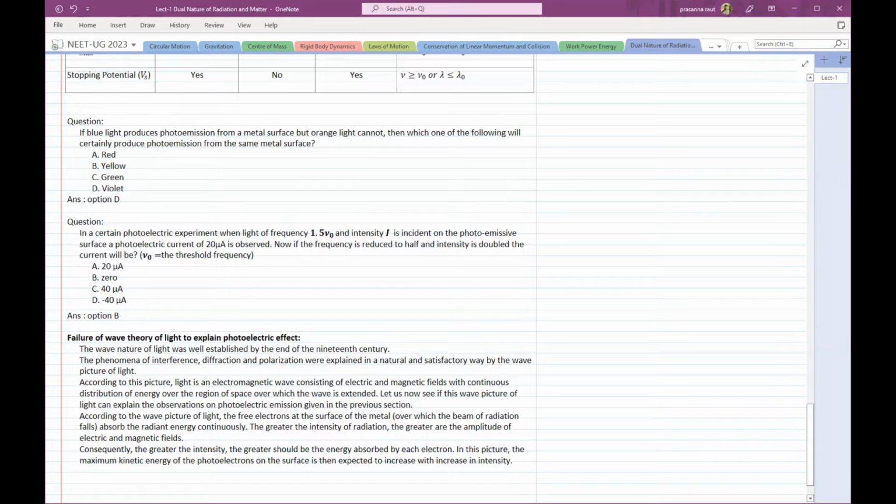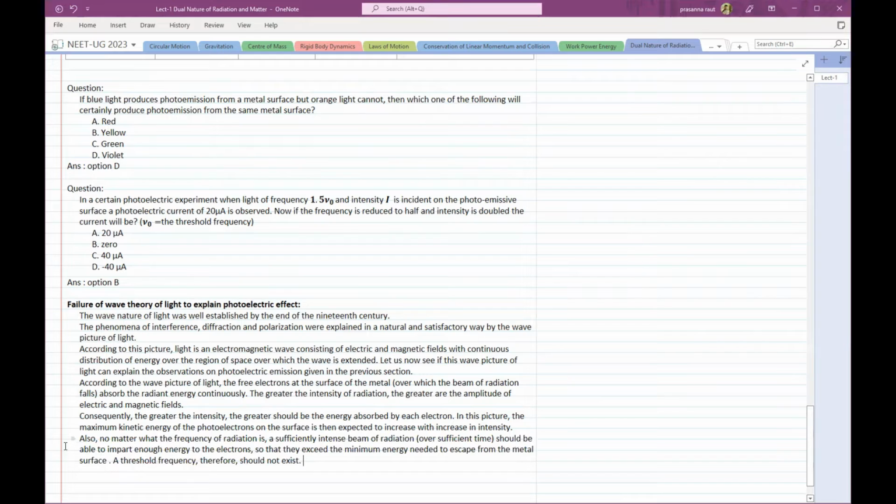If you are reading the English, you can read it the same way. Otherwise, what I am trying to tell you is, according to wave theory of light, the intensity of light is directly proportional to the square of the amplitude, and moreover an intense beam will definitely have more energy. So thus consequently, the greater the intensity, the greater should be the energy absorbed by each electron. In this picture, the maximum kinetic energy of electrons on the surface is then expected to increase with increase in intensity. Definitely, because more intense light means you are supplying more energy, and surely the energy of the emitted electron should also increase.